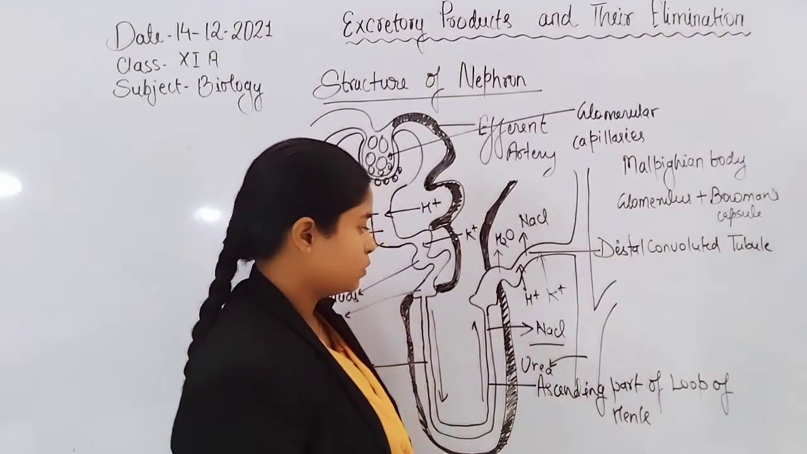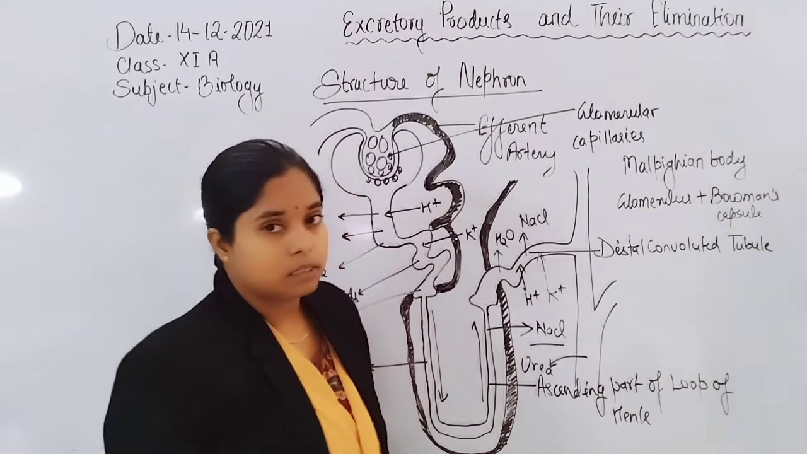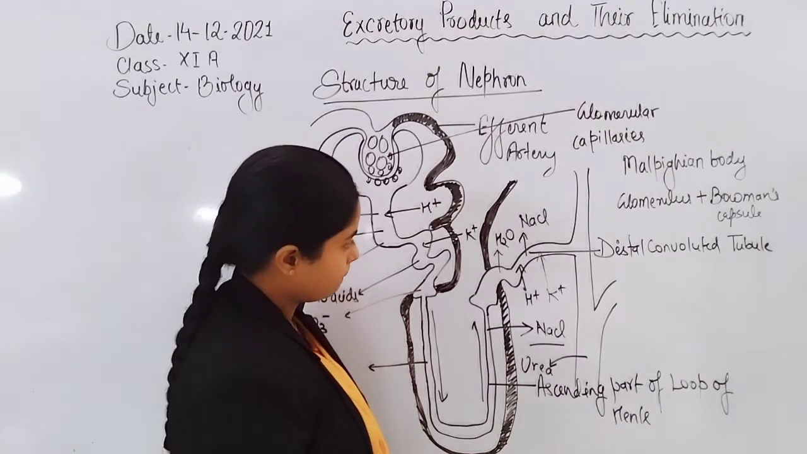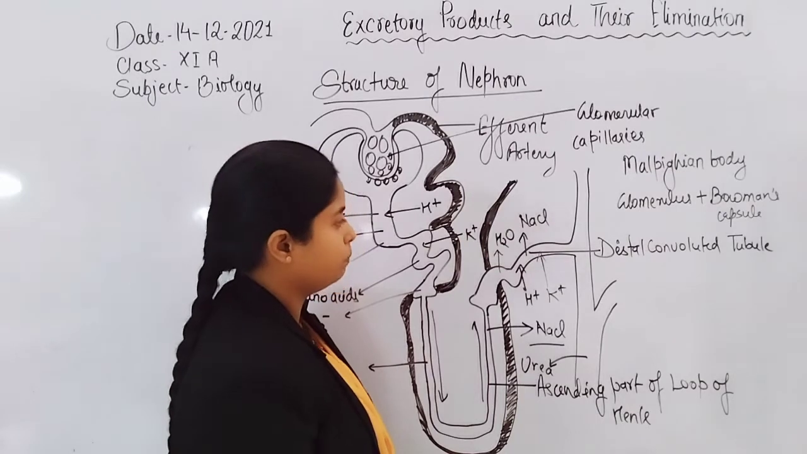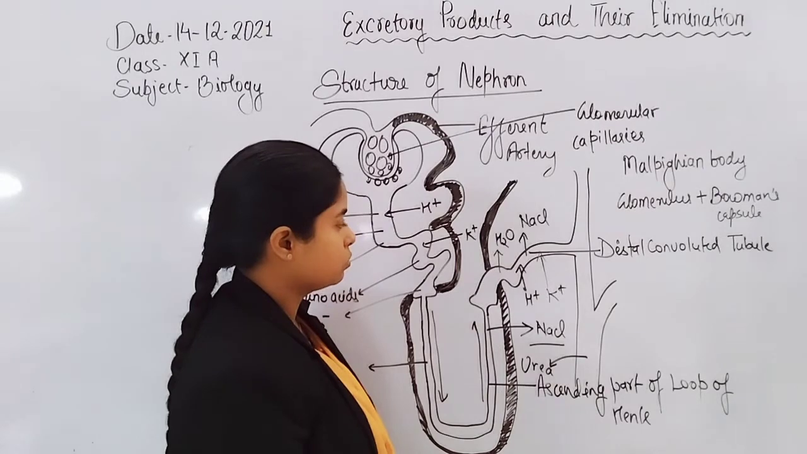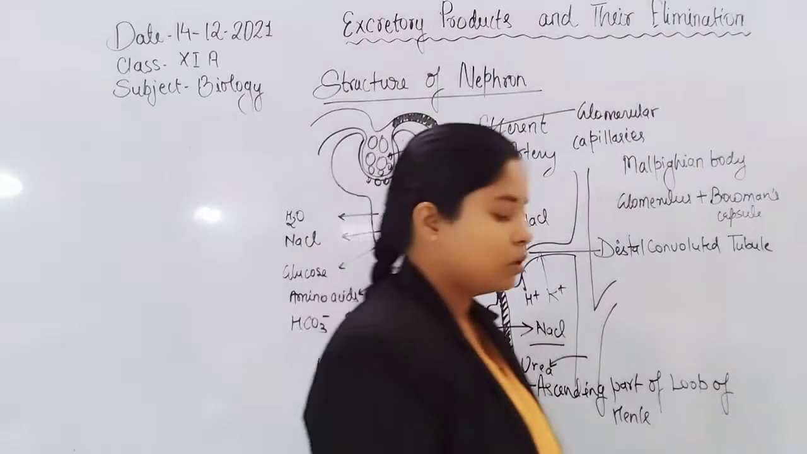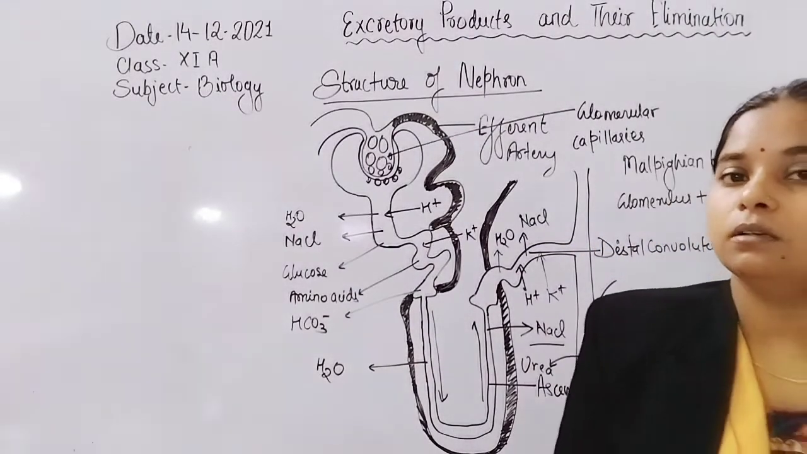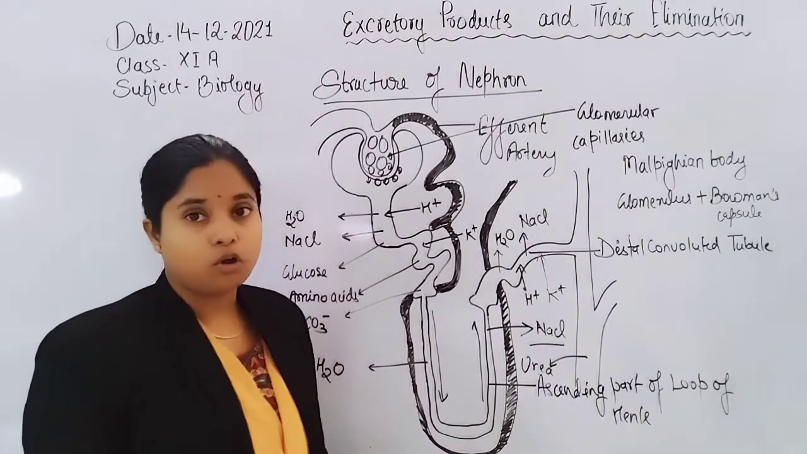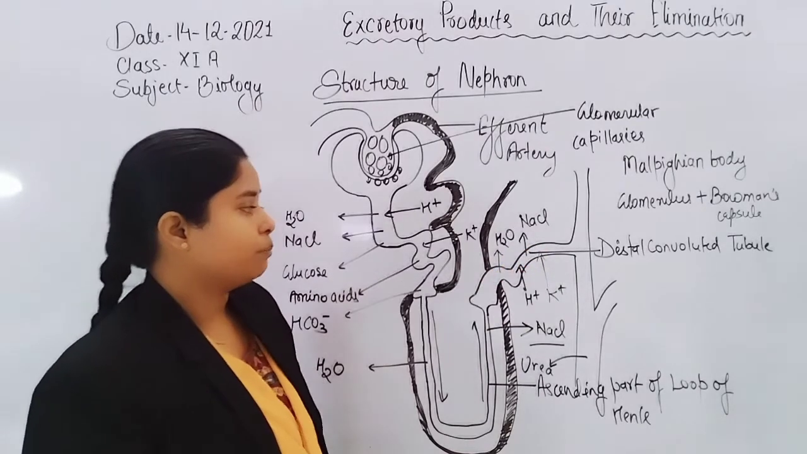By active transport, the sodium chloride is reabsorbed in the ascending part of the loop of Henle. Through the ascending part of the loop of Henle, the fluid continues into the distal convoluted tubule. From the distal convoluted tubule, water and sodium chloride are again reabsorbed, but the reabsorption of water is done with the help of ADH hormone. So the hormonal regulation of water is done by the pituitary gland.